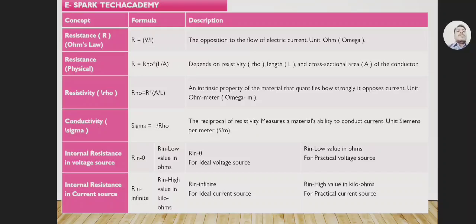It shows how easily the material helps current flow through it. Now, the internal resistance in a voltage source: the internal resistance is zero for an ideal voltage source, and has a very low value in ohms for a practical voltage source. For a current source, the internal resistance is infinite for an ideal current source, and a high value in kilo ohms for a practical current source.